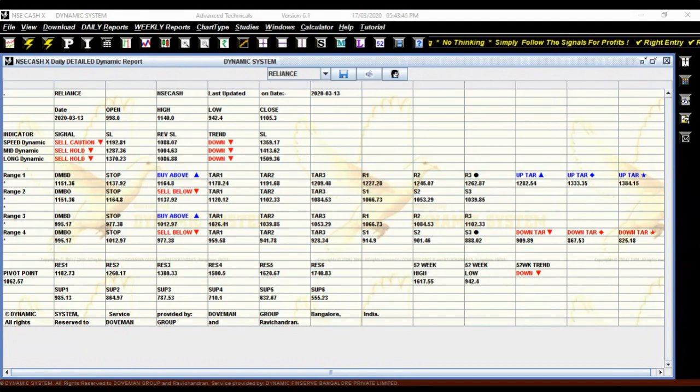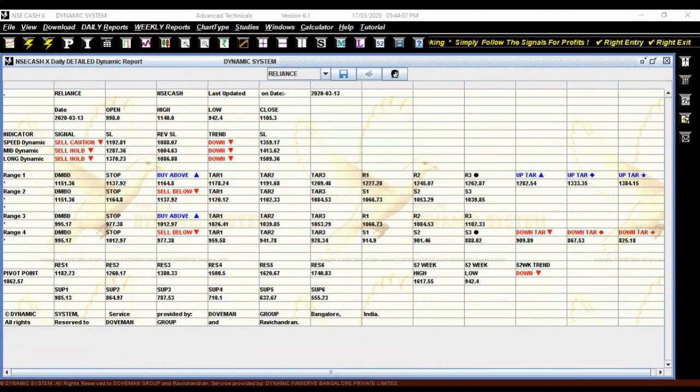So you know when to buy now. Similarly, there is something called range 4. In this range 4, there is the sell below 977.38. It means if the price trades below 977.38, you are supposed to sell, take a short. So when to buy, when to sell, it is very clearly defined. Okay. Now this is one basic thing.